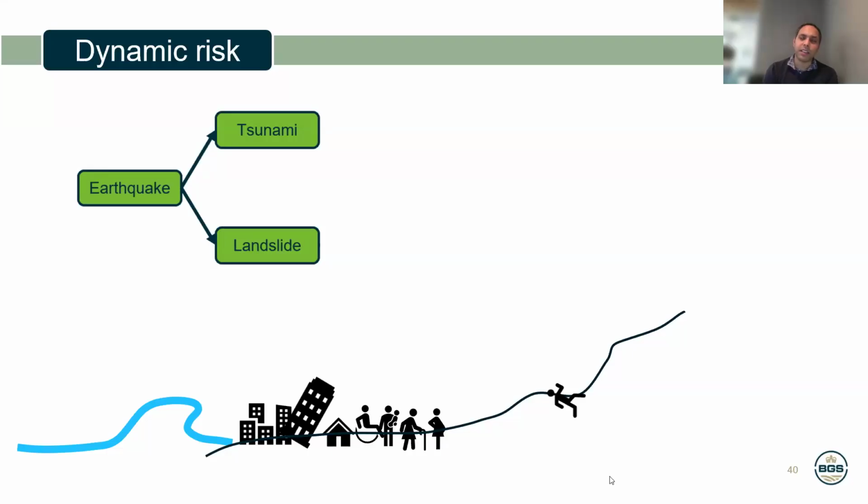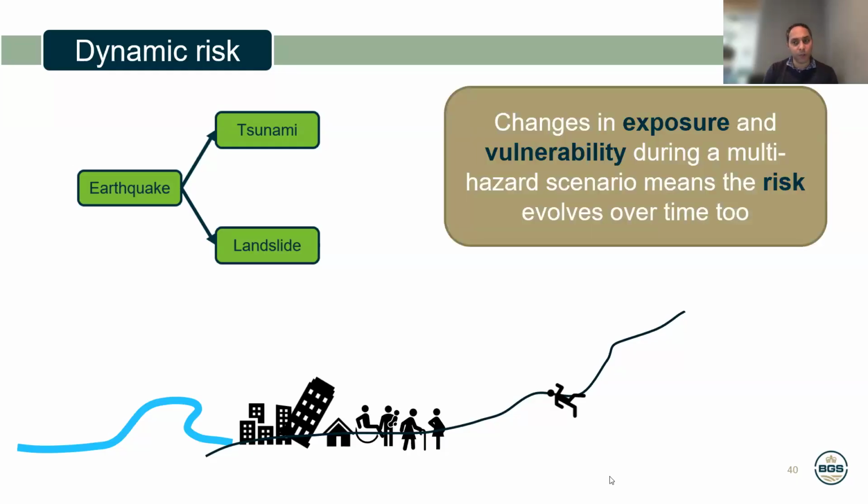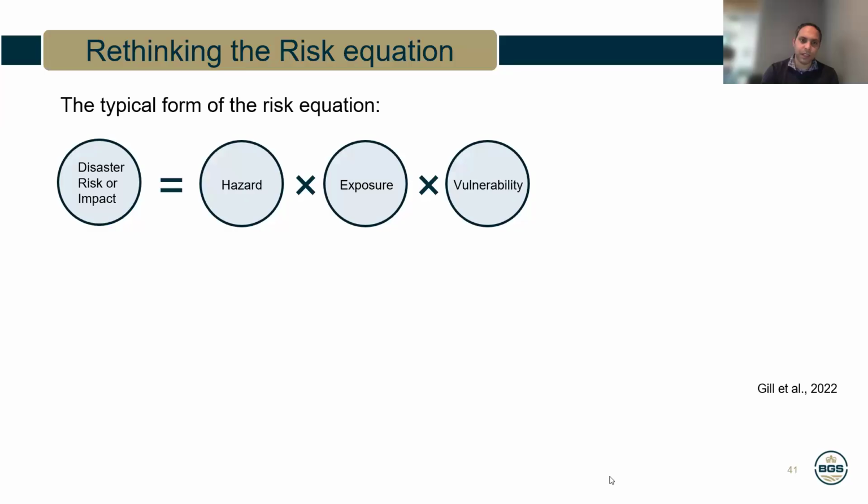So the risk becomes extremely localized and unique to individuals in these multi-hazard scenarios. And this is a very simple cascade. What I'm trying to get at is that changes in exposure and vulnerability during a multi-hazard scenario mean the risk evolves over time too. And the risk becomes highly individualized. So we need to rethink this age-old risk equation.